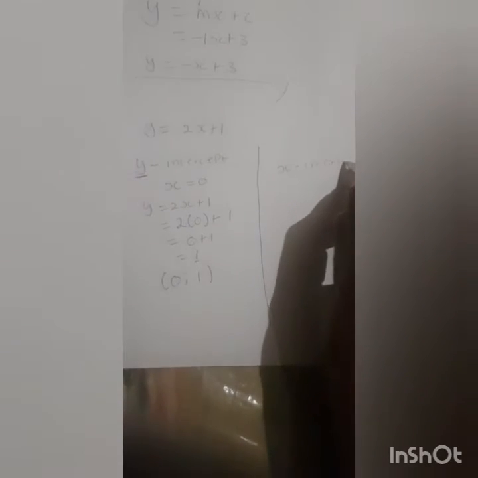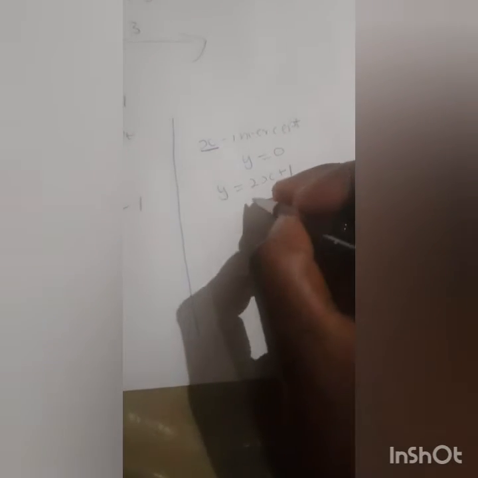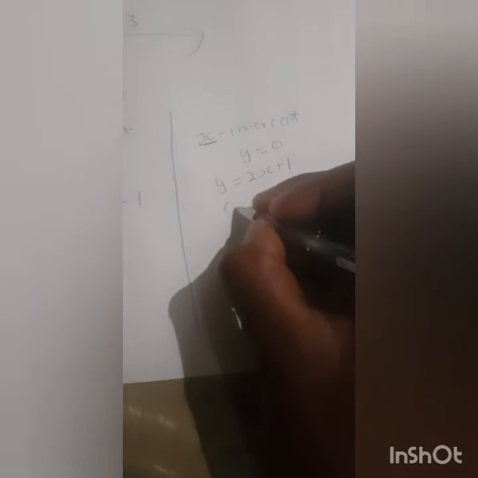So my x-intercept. I hope it's visible, guys. And now when I say x-intercept, it means I want the value of x, right? So I make y to be 0. And I rewrite my equation just so that I don't mess up my work. Plus 1. So where I see y, I put 0. So I'm going to say 0 is equals to 2x plus 1.